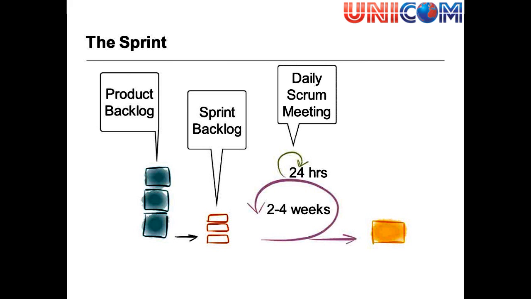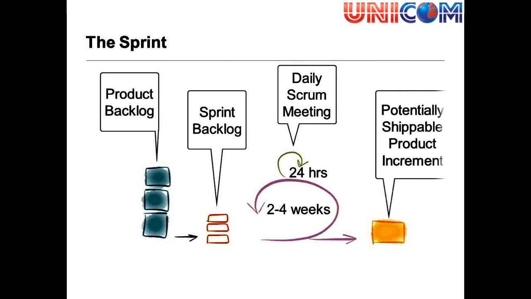Daily Scrum meeting. Every day we have a daily Scrum. It's called a stand-up, where you answer 3 questions: what you worked on yesterday, what you'll work on today, and what your blocking issues are. And then you'll have some potentially shippable product increment. So it's a tested increment, a tested piece of software, potentially shippable.